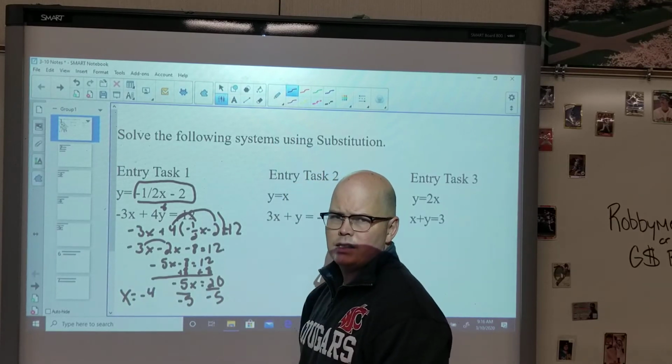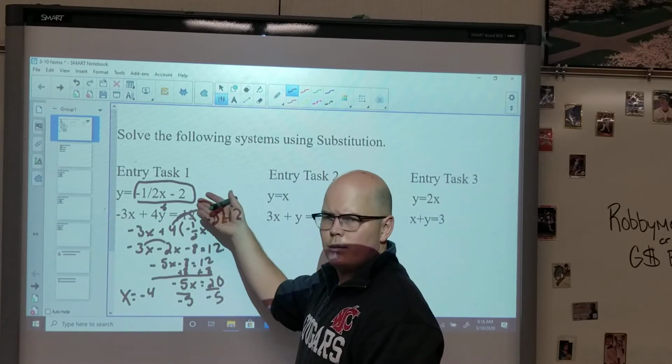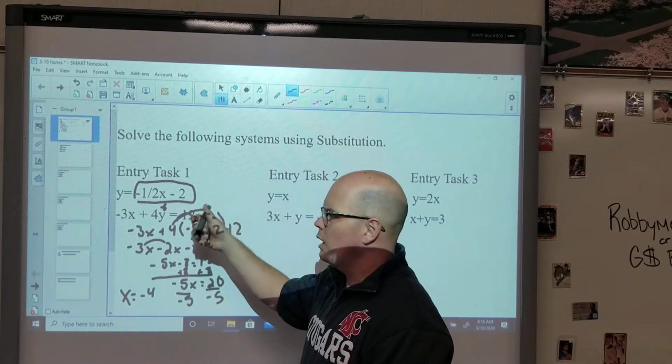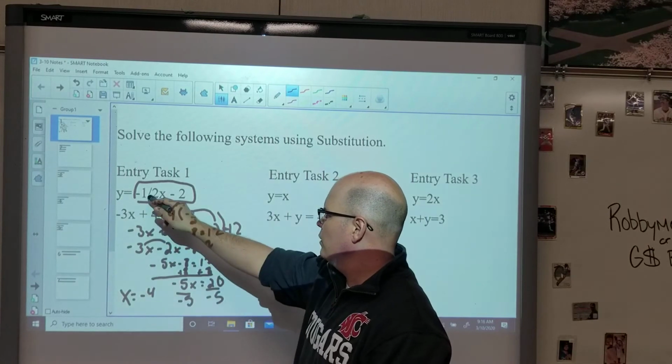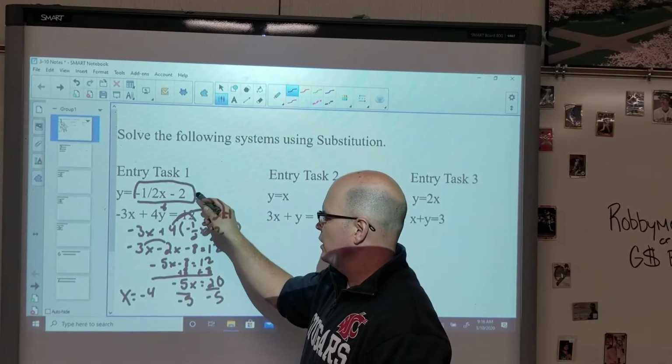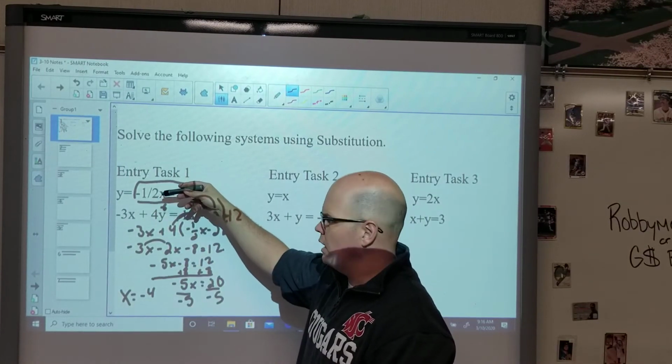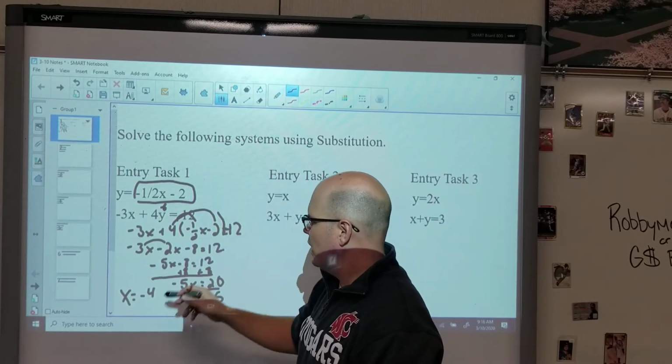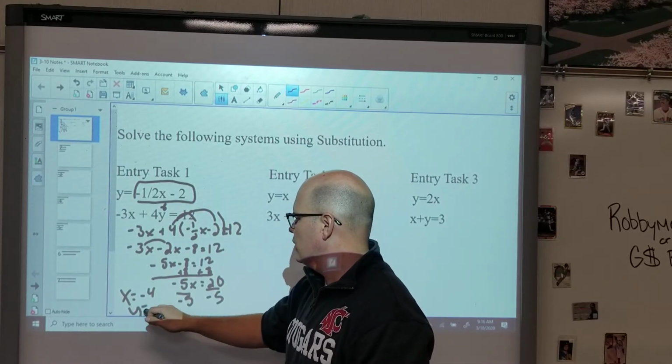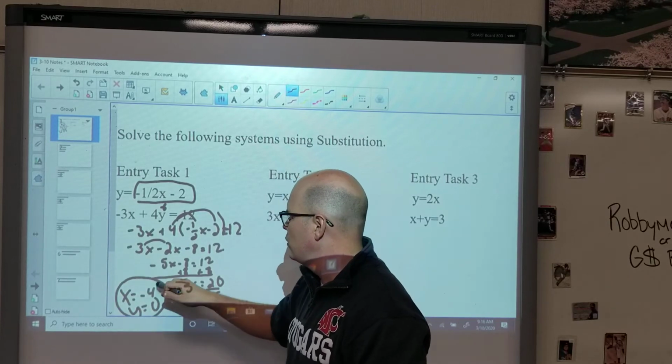Okay? The last step, now that I know what x equals, is just plugging it back into my y-intercept equation to find out what y equals. So I'm going to go from negative 4 times negative 1/2 minus 2. So negative 4 times negative 1/2 is a positive 2 minus 2. So my y is going to equal 0. Okay?